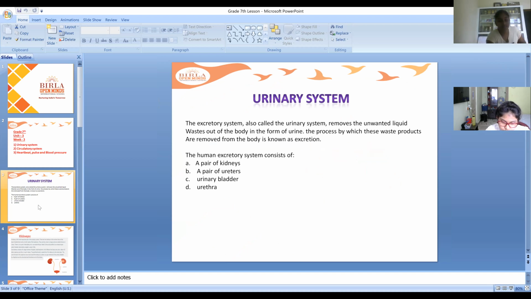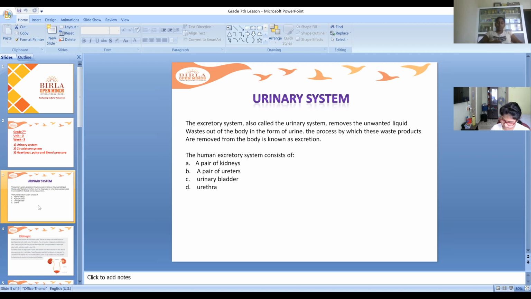What are the advantages of having a urinary system, what are its functions, and what are the different organs which help us remove all the waste out of the body? This excretory system is also called the urinary system. It removes the unwanted liquid waste out of the body in the form of urine. The process by which these waste products are removed from the body is known as excretion.